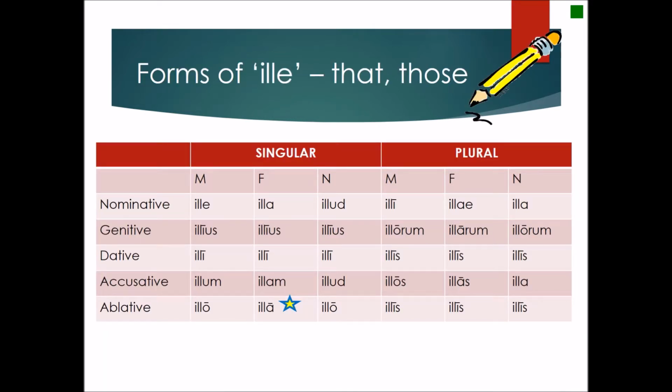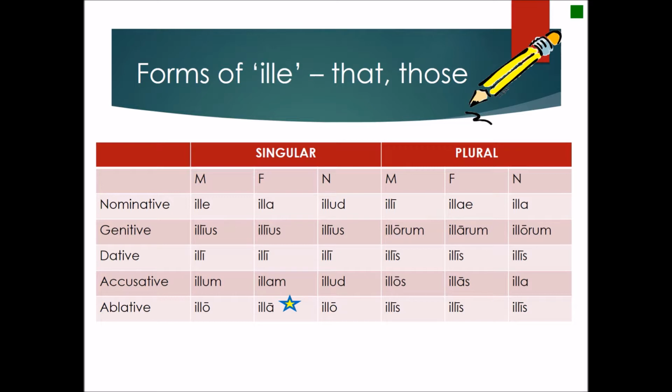Discipuli, now let's take a moment to go over the forms of ille, illa, illud, that or those, in all of its forms. And once again, repetete, we'll go through the singulars and then the plurals. Ille, illa, illud. Illius, illius, illius. Illi, illi, illi. Illum, illam, illud. Illo, illa, illo.